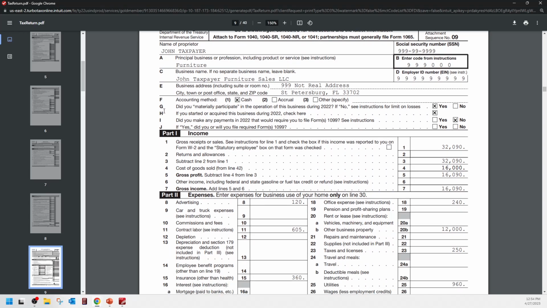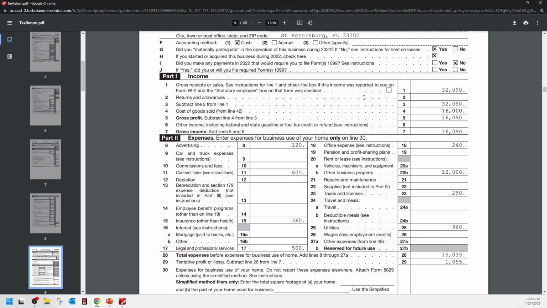And items G and H, right? So G, very important, right? We did materially participate in the business, yes. And that's important because that means it is not only subject to self-employment tax, but we don't have passive activity issues. So it's not a passive activity. It's an active business for which we materially participate. Question H, right? We did start the business during 2022. And then the 1099 questions, we didn't make any payments that required 1099 reporting.